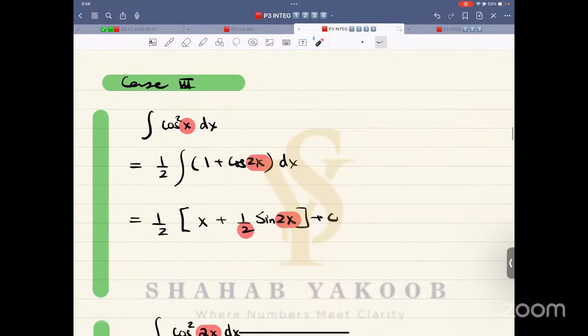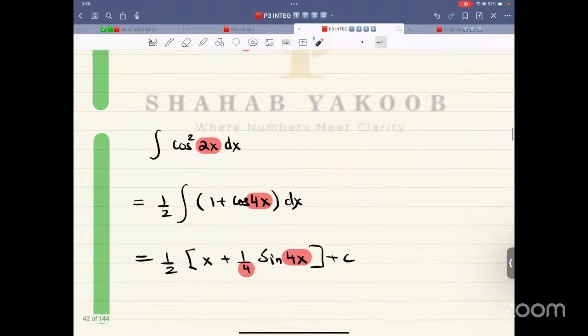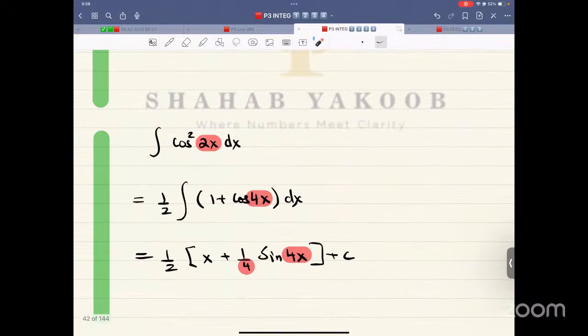So look at the first one. That is the integral of cos square x. That is half bracket 1 plus cos 2x. First is the interchange, and then you integrate it also. So 1 becomes x, and cos 2x, the integral of cos is positive, that's half sine 2x. Same goes for cos squared 2x. Cos squared 2x, that is half bracket 1 plus cos 4x.